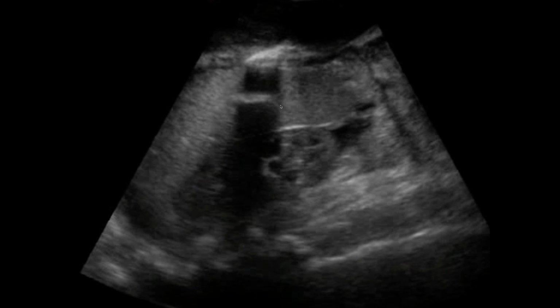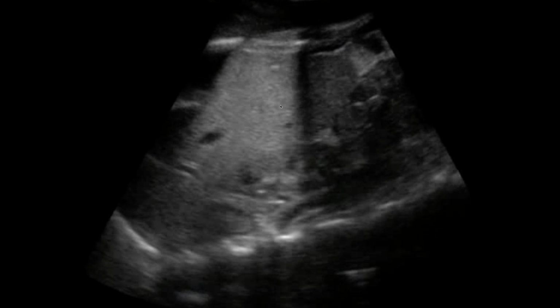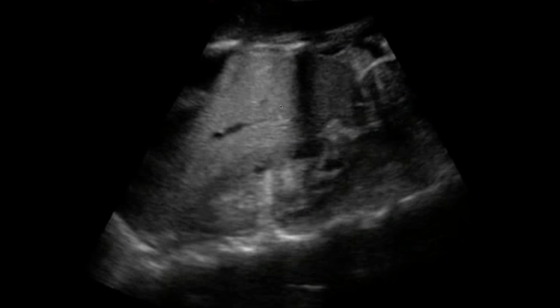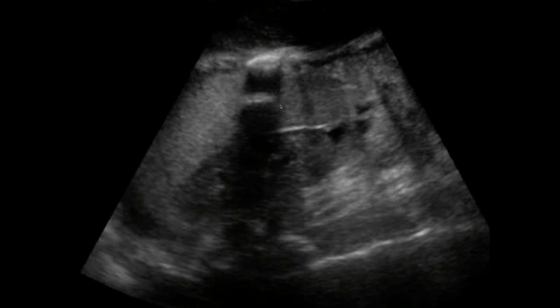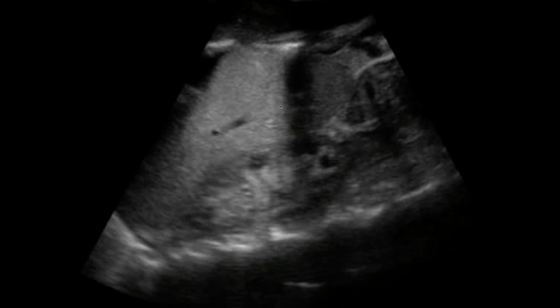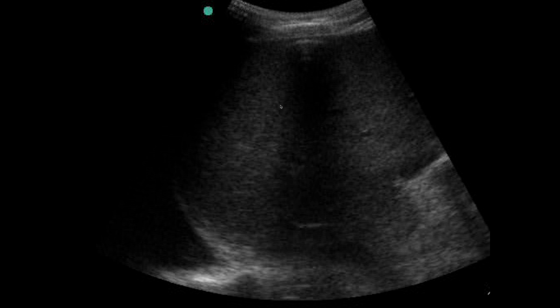But this one, notice that inferior pole of the kidney. This is subtle, but there it is, right at the inferior pole, that triangular, sharp collection of fluid. That's free fluid as well. Notice the spine at the bottom of your screen doesn't extend above the diaphragm. Inferior pole, very important.